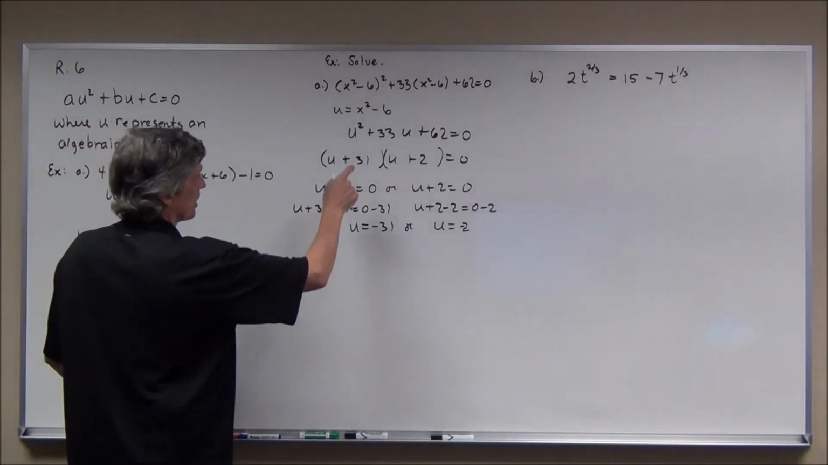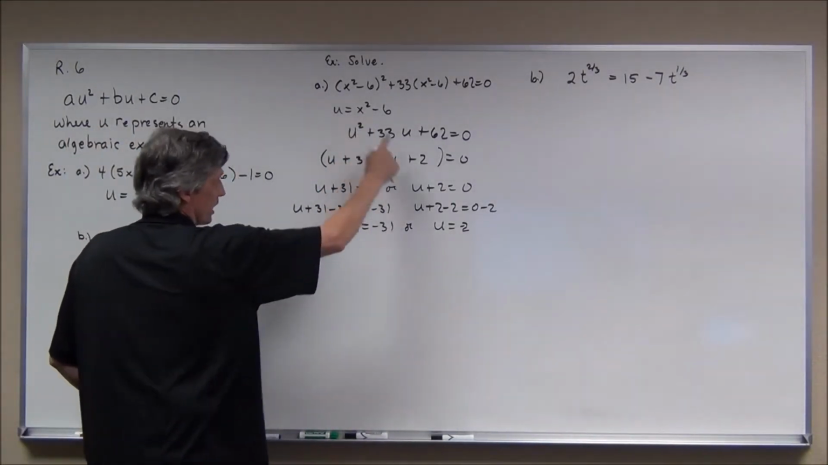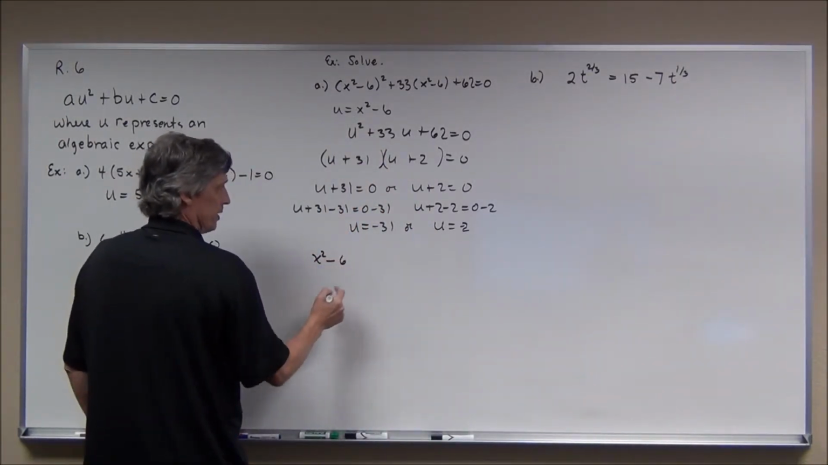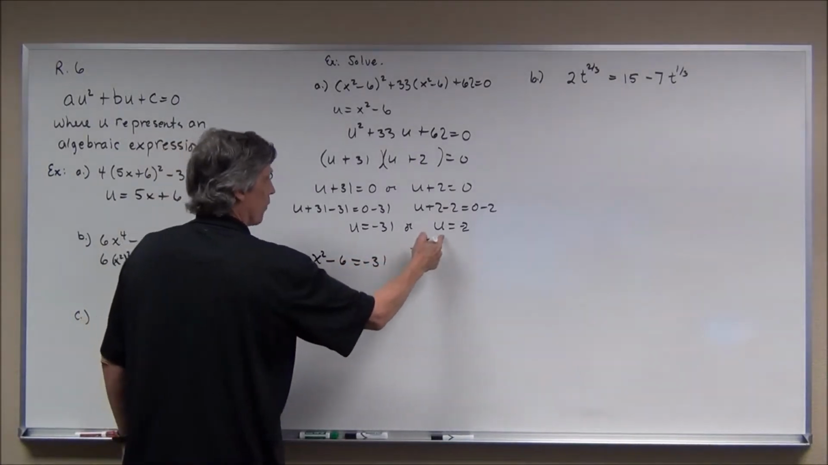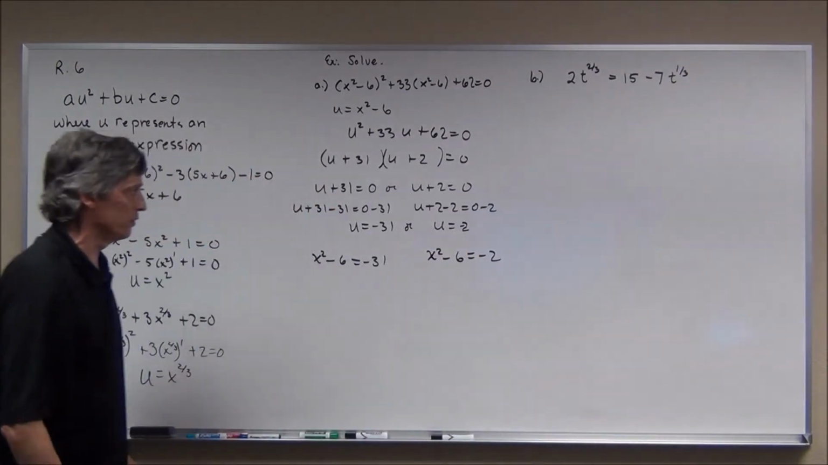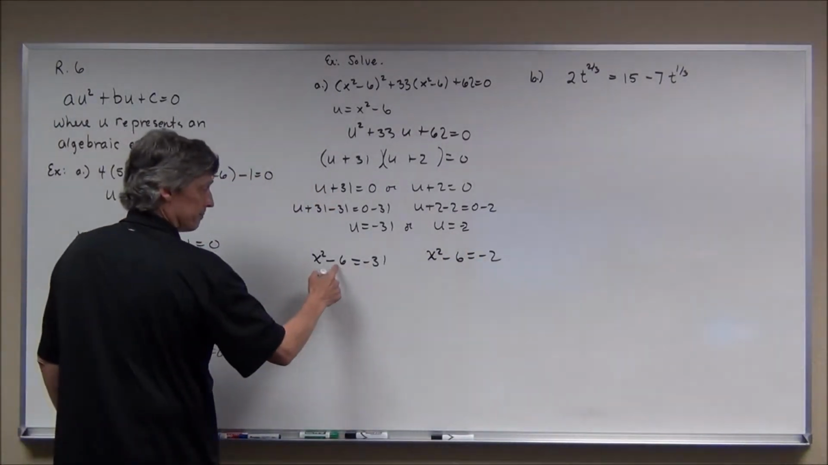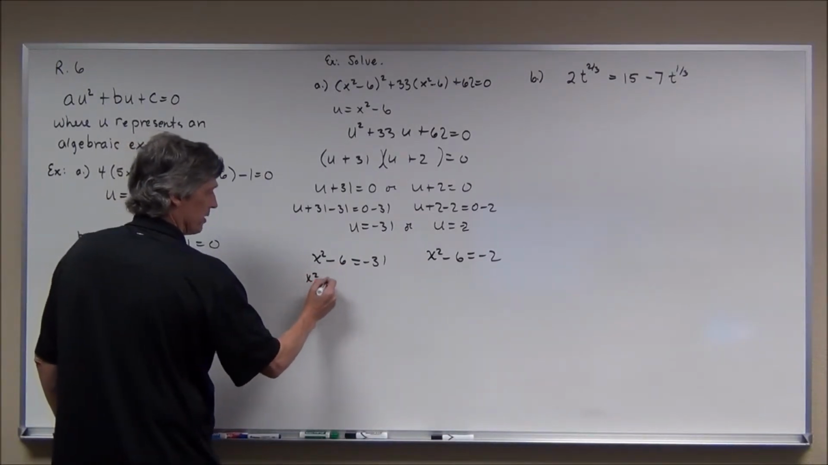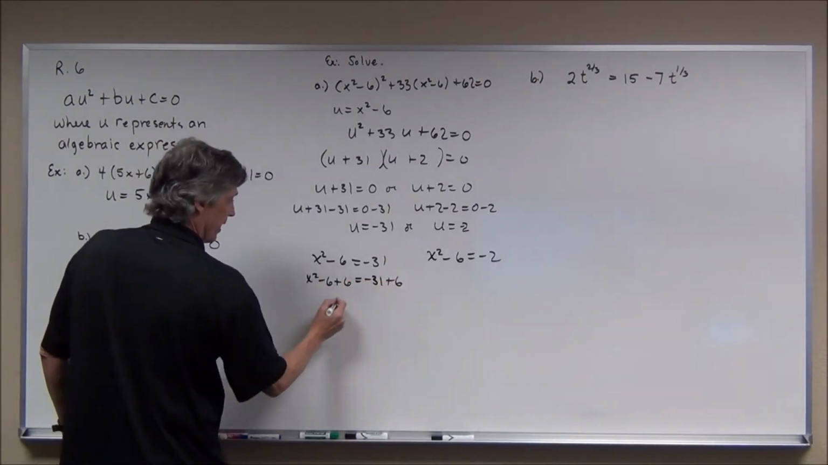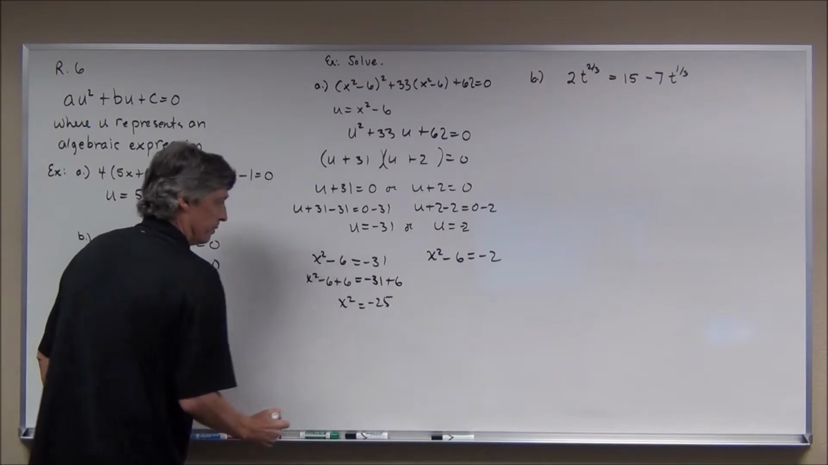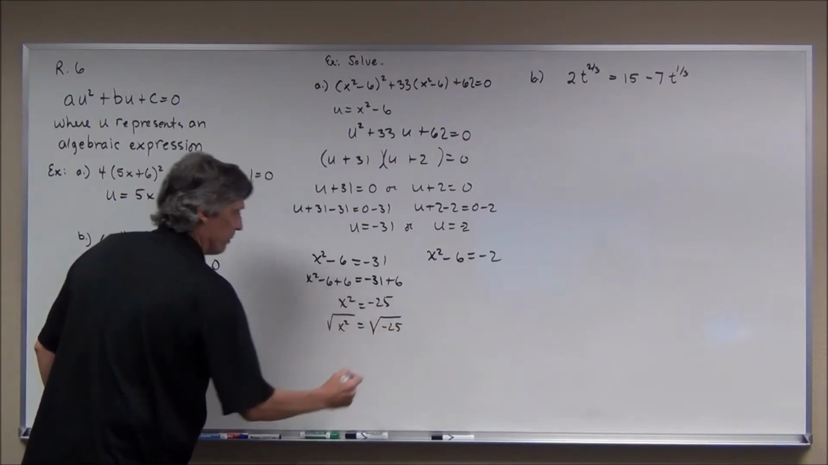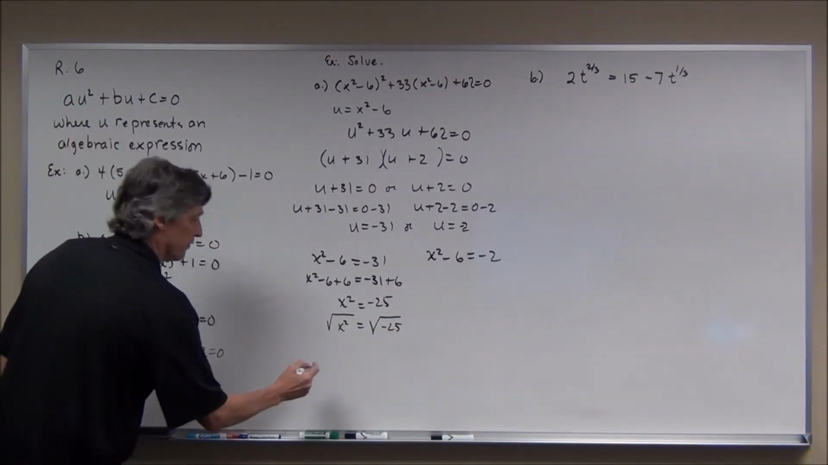So what I'm going to do here is plug back in my expression for u, x squared minus 6. I have x squared minus 6 in for u equals negative 31. Over here, I plug it in, I have x squared minus 6 is equal to negative 2. It's a bad negative 2, but that's what it is. I'm going to add a positive 6 to both sides. And I have x squared is equal to negative 25. Well, it's time to use the square root property. And of course, now we should be able to look at the square root of negative 25 and recognize that as 5i.